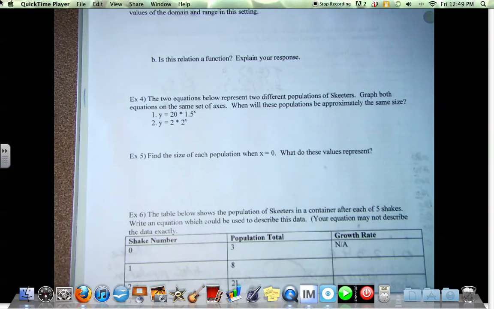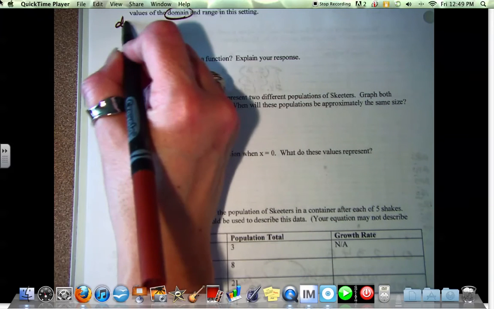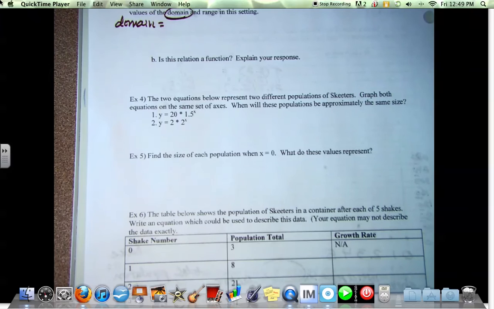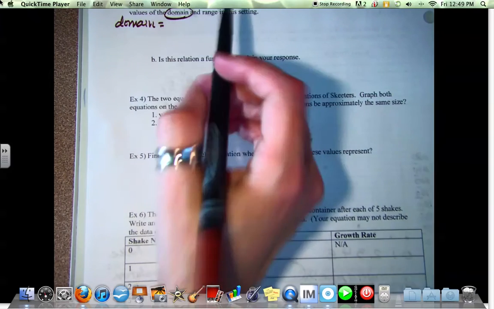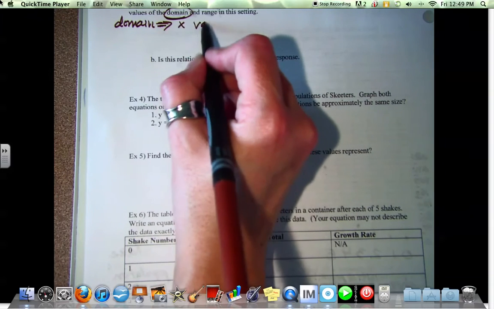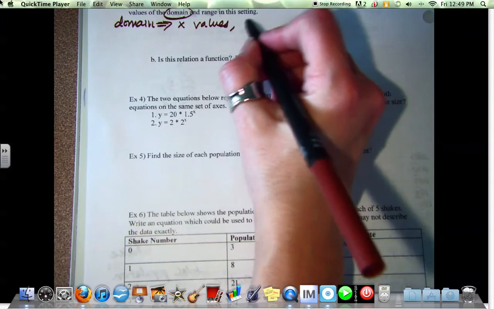The relation y equals 4 times 2 to the x models the growth in a population of skeeters. Describe the values of the domain and the range in this setting. So, the domain. All right, girls. The domain represents what? X values. And what did we graph on the x-axis? Shake number.